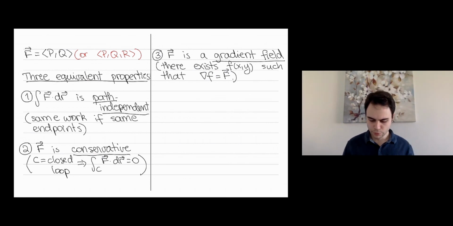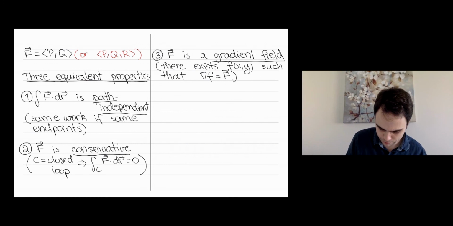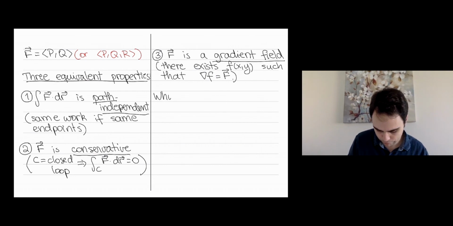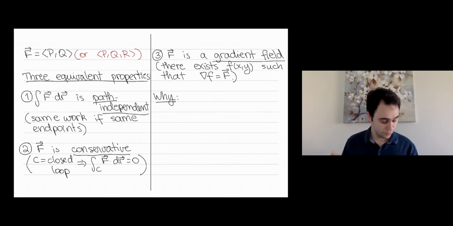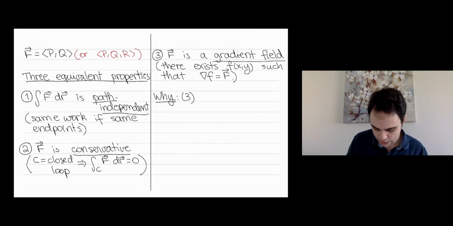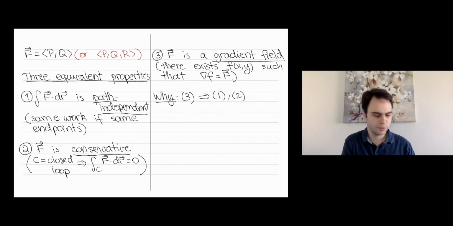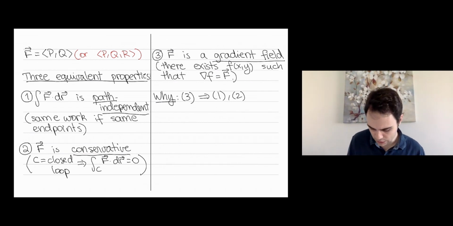I won't prove all of them here, but let me just show you how we can derive one from the other. Here's why this is true. First of all, property 3 implies properties 1 and 2. That's the easy implication, now that we have the fundamental theorem of calculus. So this is true by the fundamental theorem of calculus, by FTC for line integrals.